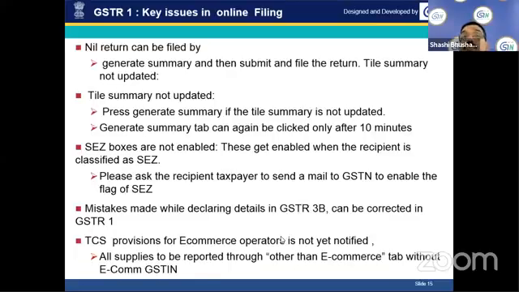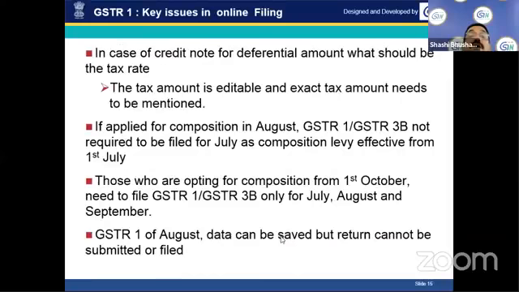Because if you supply through an e-commerce tab, the system wants an e-tin, and the structure of the TCS tin is different from the normal tin, and then our system throws a validation error. So all supplies should be reported without this e-commerce flag.